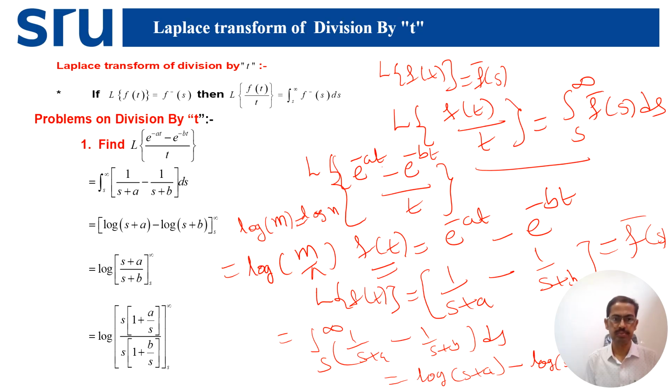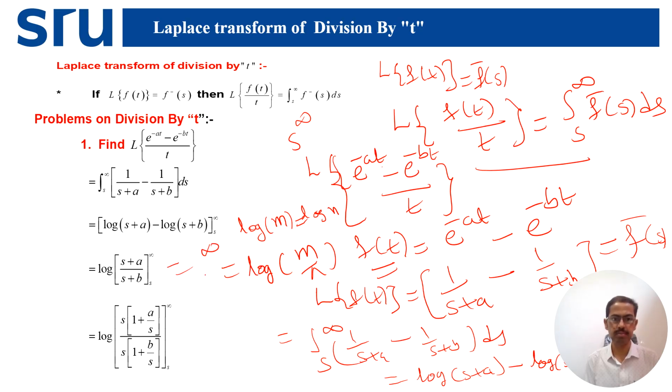Here the limits are 0 to infinity. Sorry, not 0 to infinity, s to infinity. Our formula is s to infinity. Now let's substitute here. First the upper limit. If you substitute the upper limit, what happens?